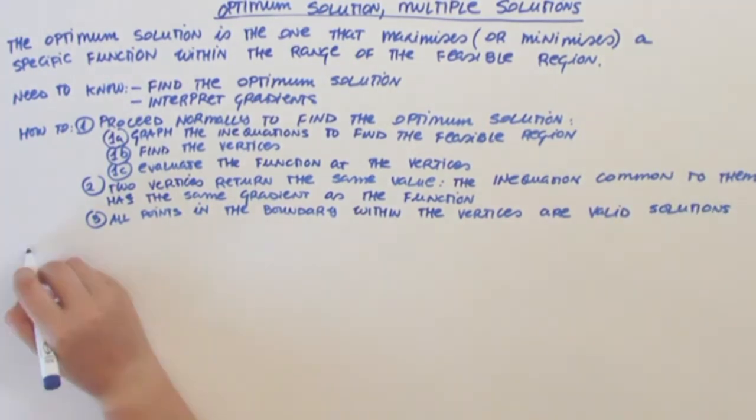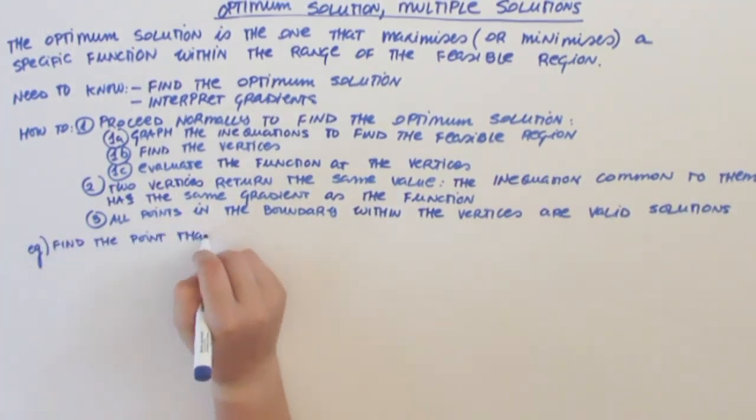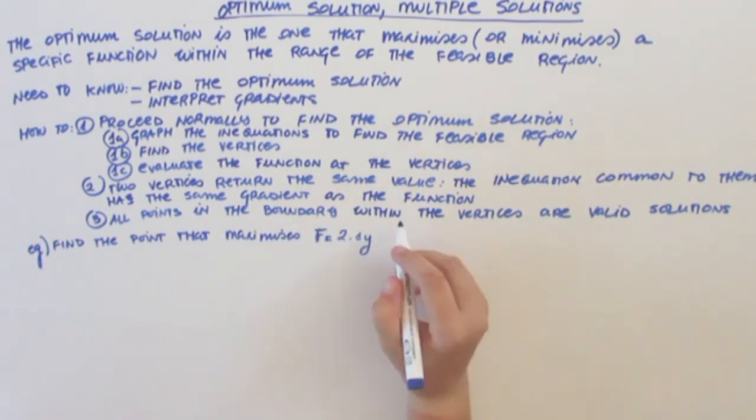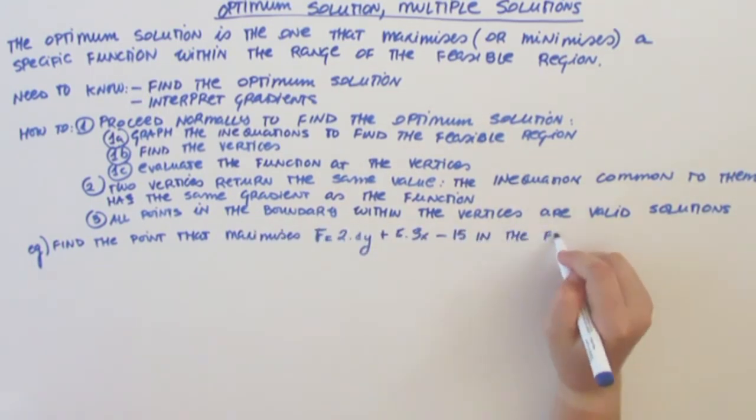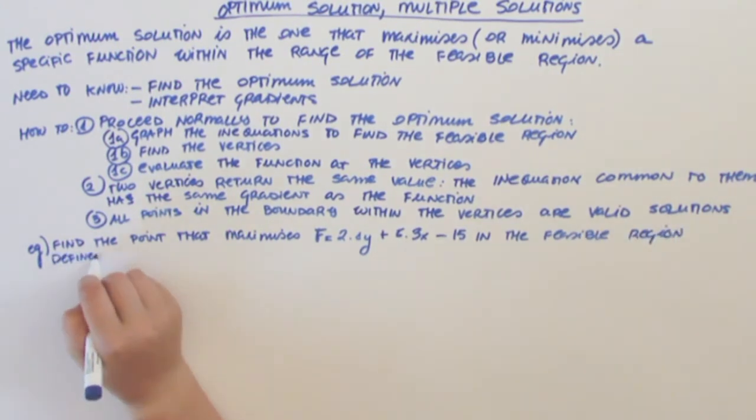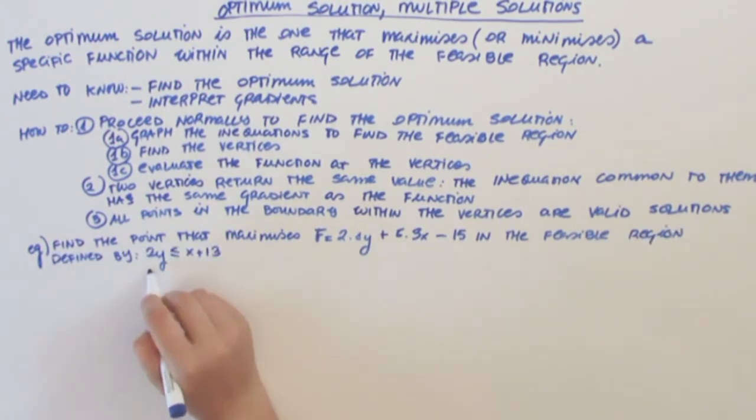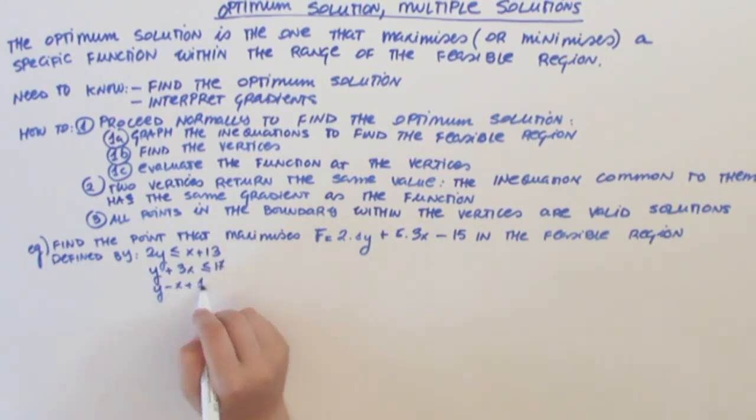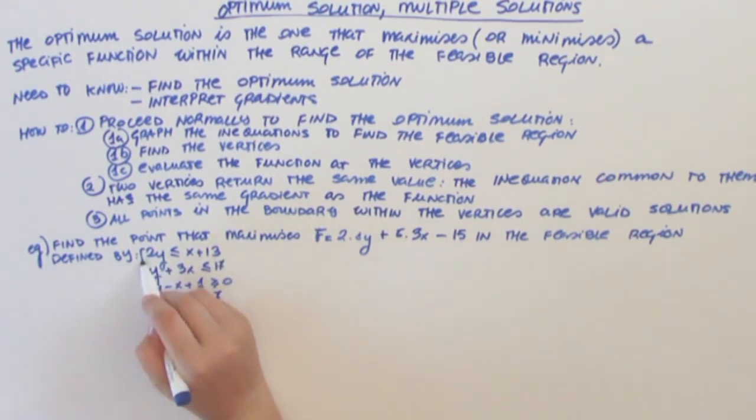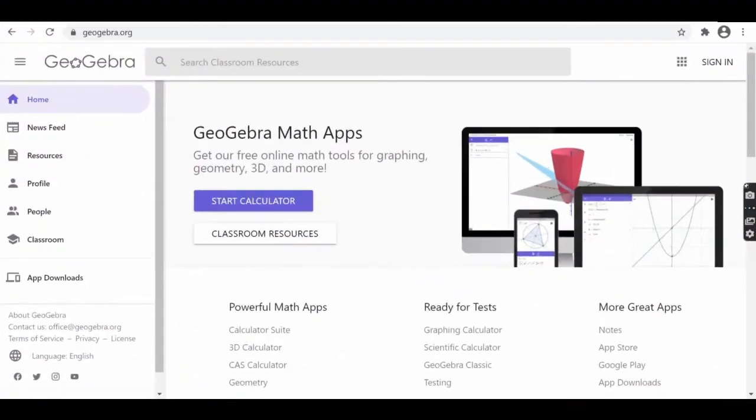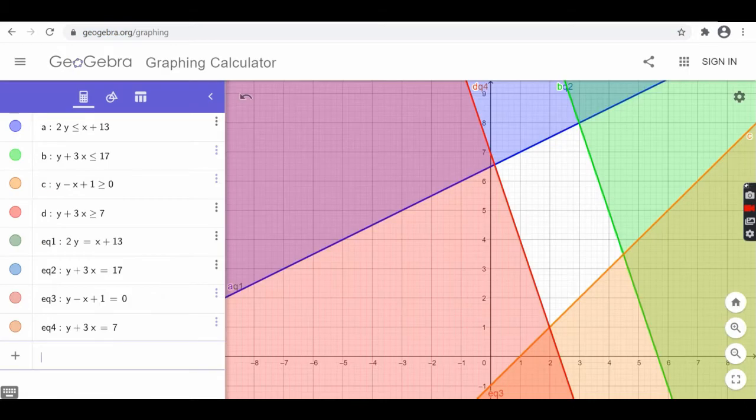Let's see that in an example. Here they ask me to find the point that maximizes this function in the feasible region defined by these inequations. So we're going to start graphing our inequations, and again we're going to do it using GeoGebra. So I go to the graphing calculator, and I've already graphed the inequations and the equations that set the boundaries, because we've got a video on how to do it, so you can check that as well.